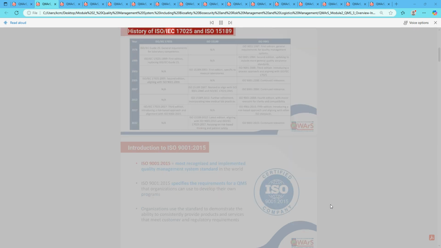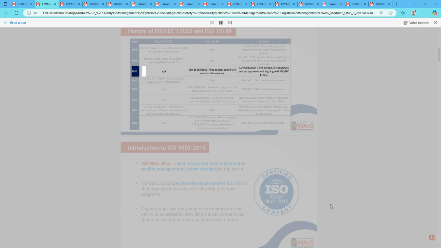History of ISO/IEC 17025 and ISO 15189. Year: ISO/IEC 17025, ISO 15189, ISO 9001. 1978, ISO/IEC Guide 25, General Requirements for Laboratory Competence. Not applicable. ISO 9001:1987, First Edition, General Requirements for Quality Management Systems. 1999, ISO/IEC 17025:1999, First Edition, replacing ISO/IEC Guide 25. Not applicable. ISO 9001:1994, Second Edition, updating to include more general quality assurance standards.